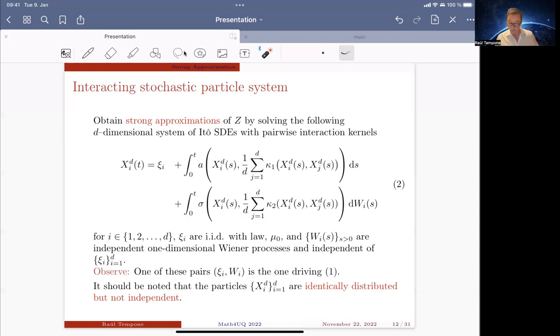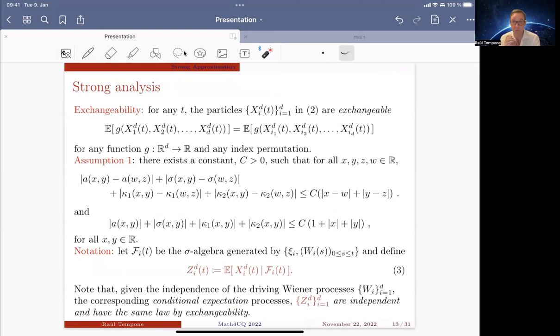Okay, so let's go to the strong analysis. First observation: for any t, by construction, these X^i components are exchangeable, meaning that if I compute the expected value of a given function that depends on the whole system, and I permute any indices, I should get the same expectation, again by construction of the system.